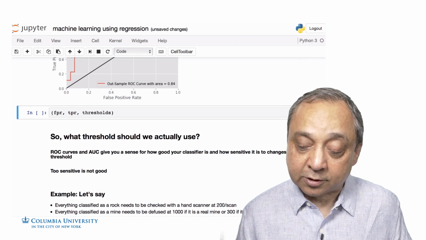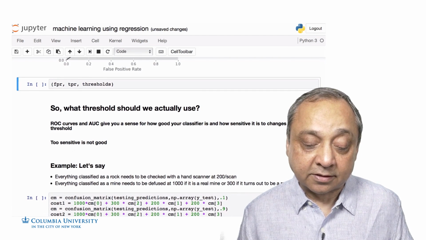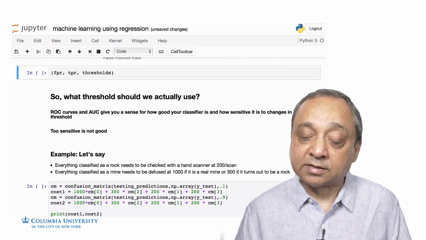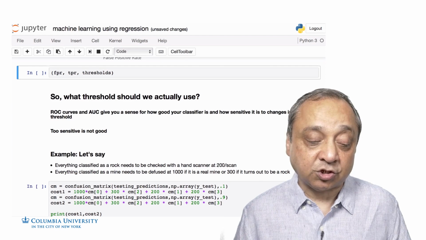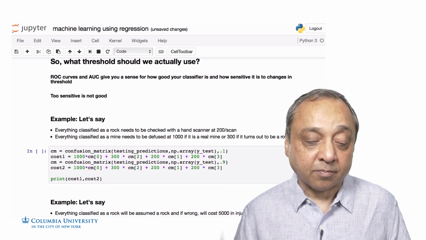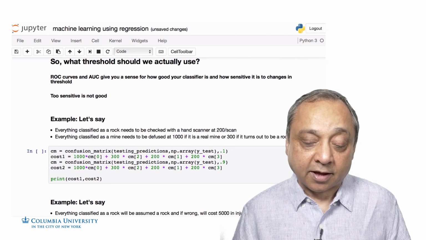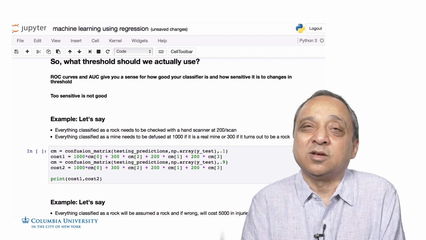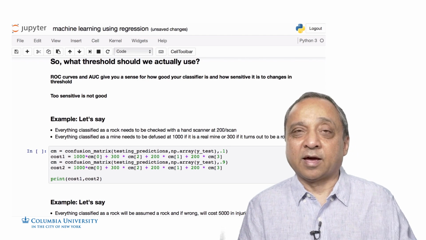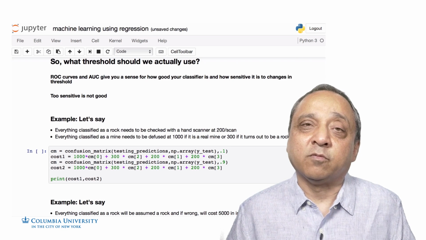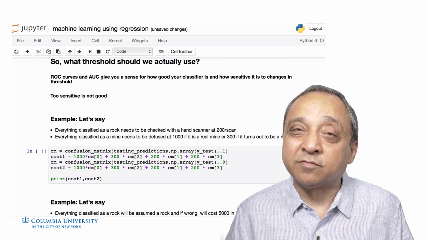So what the ROC and AUC curves give you, and the AUC number, the area under the curve, gives you, is a good idea of how good your classifier is and how sensitive it is to changes in the threshold. Too sensitive is not good. And so you don't want to be too sensitive. And so roughly what we want to do then is figure out what our model should do. I mean, we've gone through all this analysis, we have precision, we have recall, we have all kinds of stuff, but we don't know what it is that we want to finally do, right? What threshold should we pick?